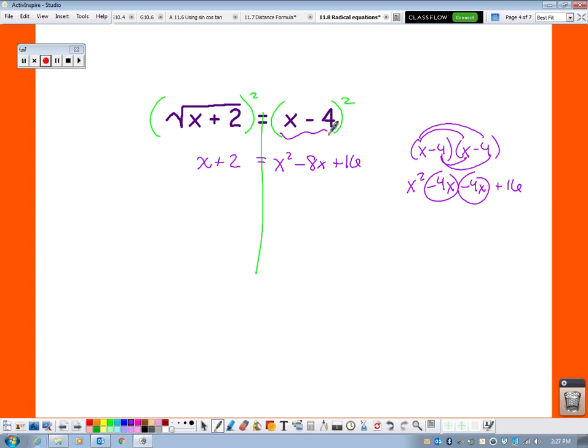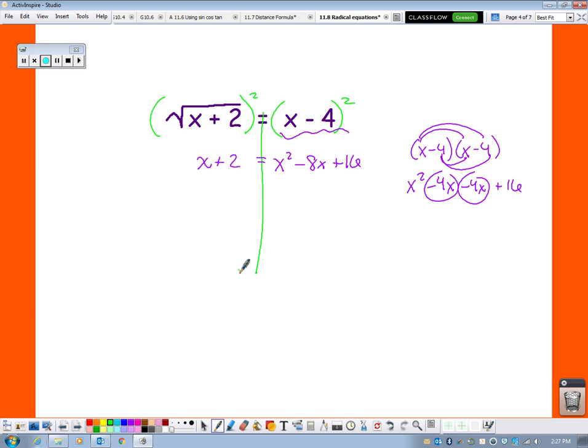Take your time to do this correctly. Don't try to take shortcuts that aren't there. All right, and then friendly reminder that when we have an x squared, that's a quadratic equation, we need to get it equal to 0 so that we can either factor it, or if it's not factorable, then we'll use the quadratic formula or completing the square.